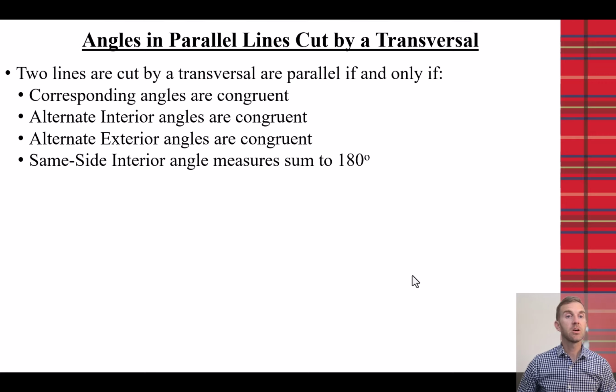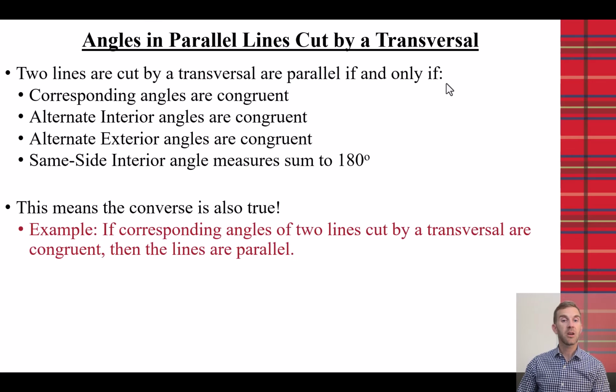Because if we have two parallel lines cut by a transversal, we get a lot of unique relationships where those corresponding angles will be congruent. The alternate interior angles are congruent. The alternate exterior angles are congruent. And then those same side interior angles will always sum to 180 degrees. And if you notice here, a unique thing we have is that it's if and only if. What that means is if we flipped this around, the converse is also a true statement.